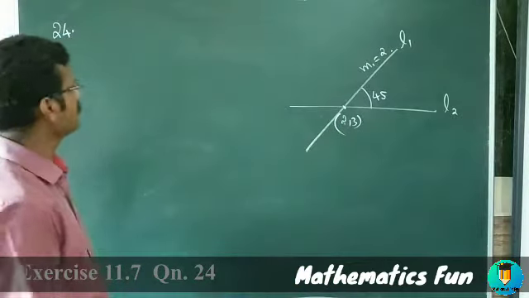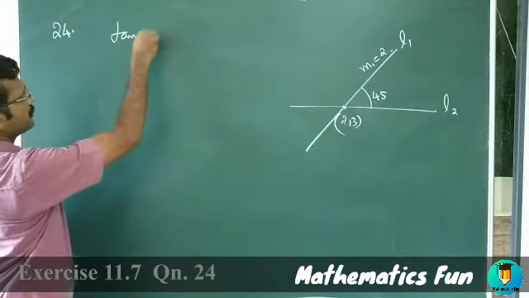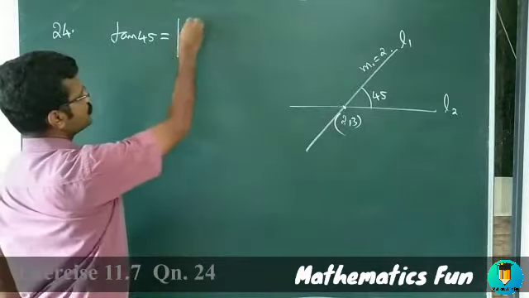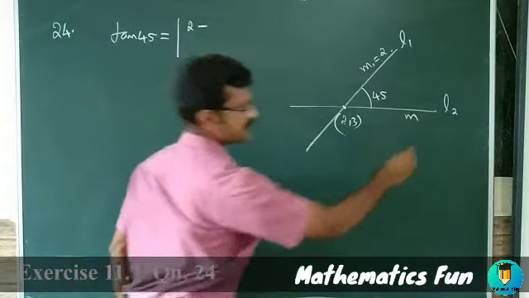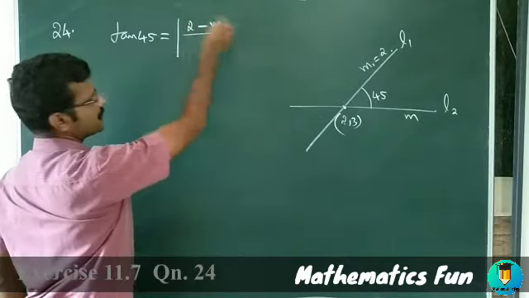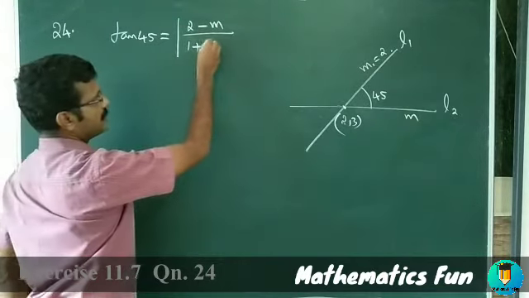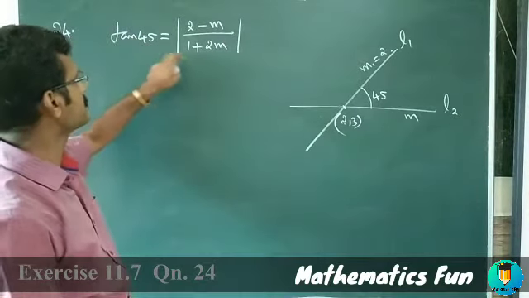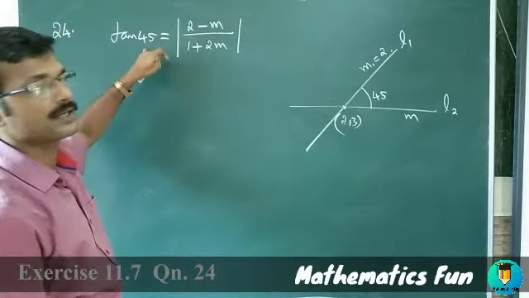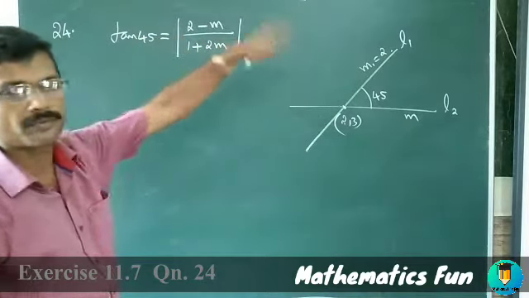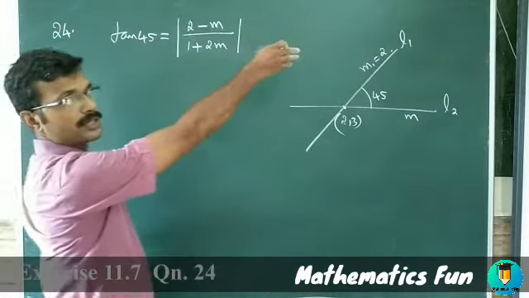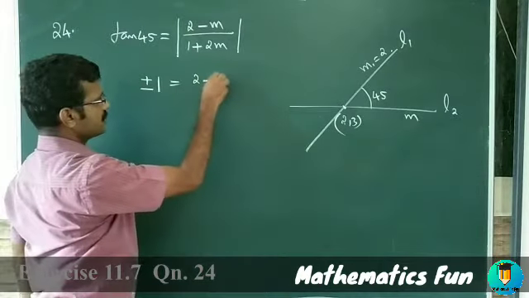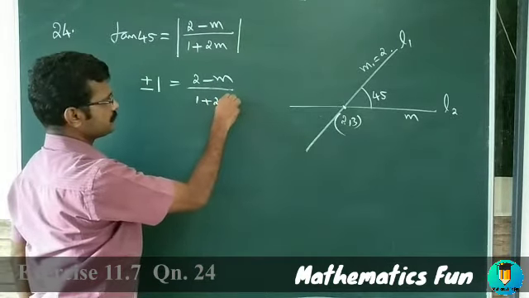So first of all, for the angle between lines, I am using the formula tan 45 = |(m1 - m2)/(1 + m1 m2)|. Here m1 is 2, and the slope of this line I am taking as m. This is the formula. We studied this formula already in the second exercise. Now tan 45 is 1. At the same time I am removing the modulus sign. If I remove the absolute value sign, I take plus or minus 1, so it becomes ±1 = (2 - m)/(1 + 2m).